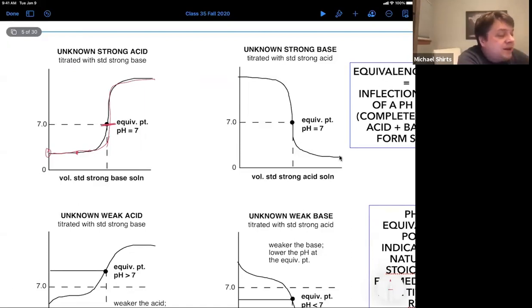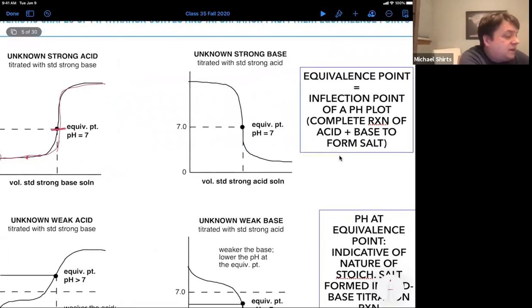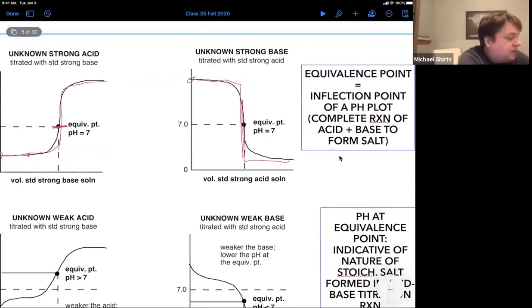Unknown strong base would be exactly the opposite. We start out with something very basic, and the pH stays pretty constant until you get to this point. It drops a huge amount, and then it stays relatively constant. A way to think about the equivalence point is it's where you've had a complete reaction of the acid and base to form a salt. So if you have a strong acid, a strong base, you have a neutral salt, at the equivalence point, the pH will be 7. Okay, so those are pretty straightforward to do.